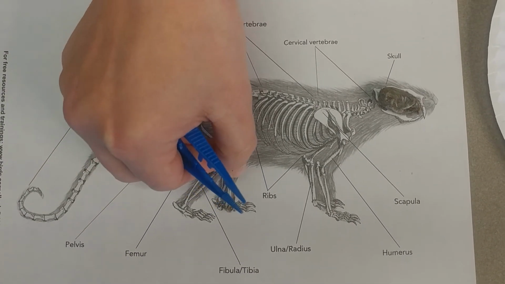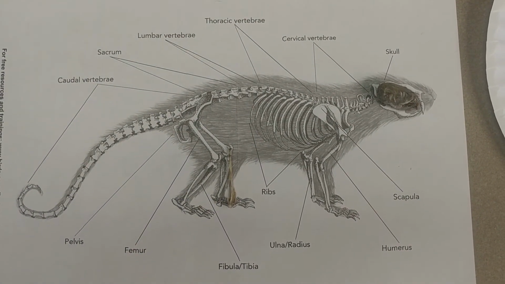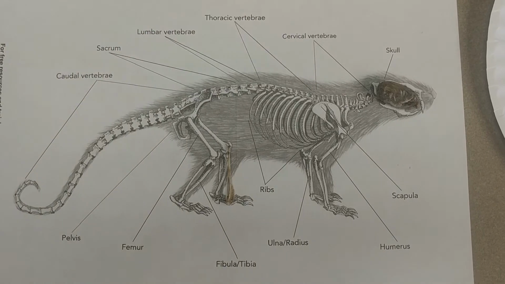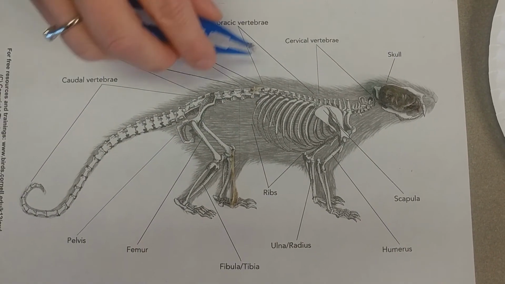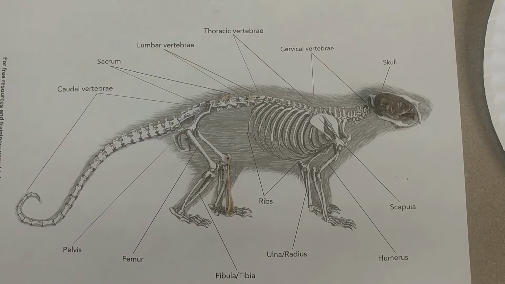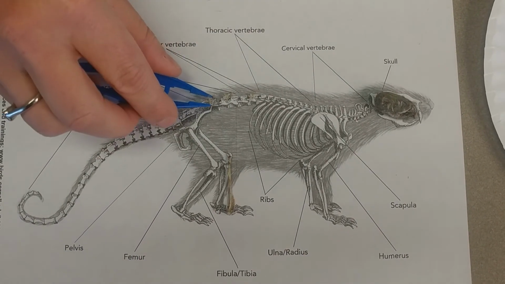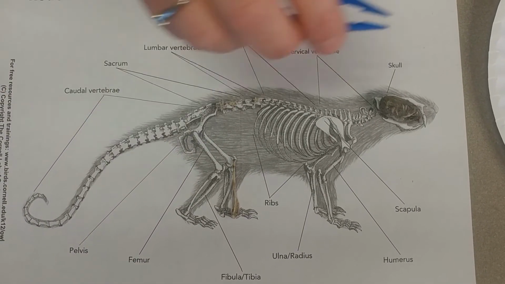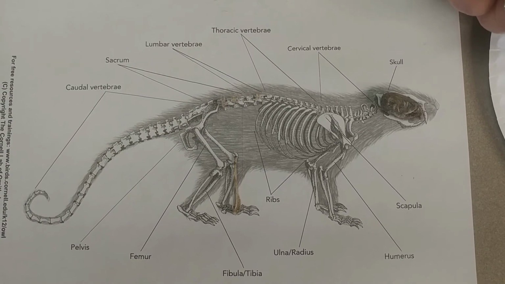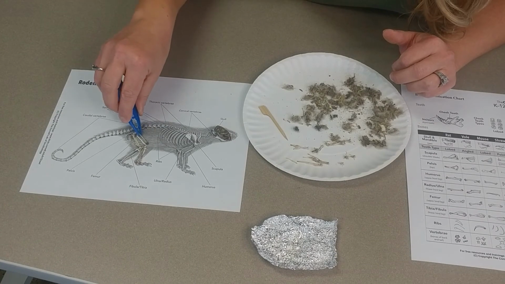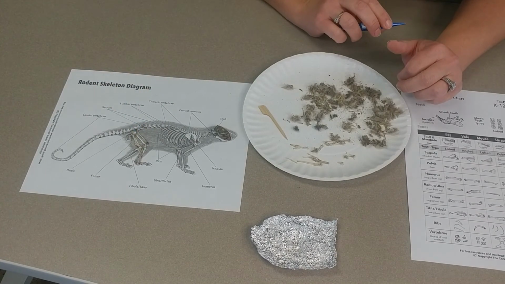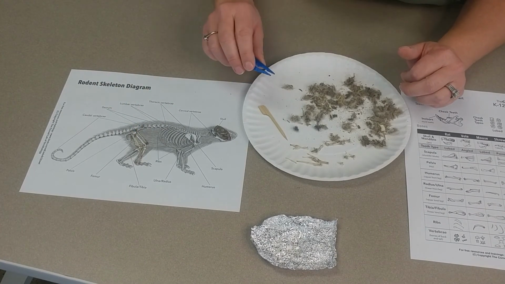So we had our tibia and fibula. And you can just keep matching them up. See how many bones you can find.